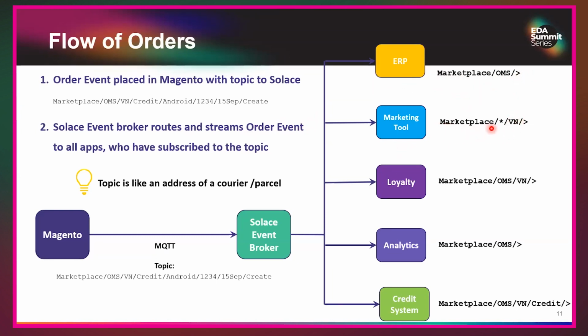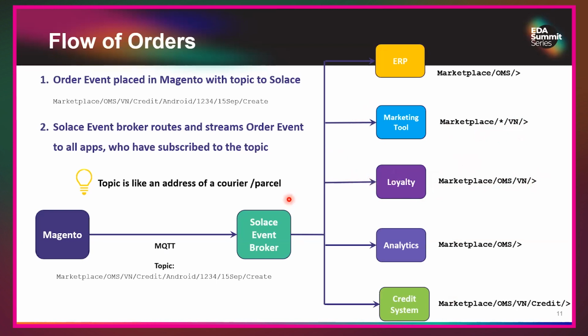So it says marketplace star, which is basically all business processes, but only for Vietnam. And greater than, which means everything. Similarly, there is, let's say, loyalty, which says that I am interested only in the orders information, and that too only of Vietnam. So this is how an application indicates its preference. All of these examples are coming based on this topic taxonomy.